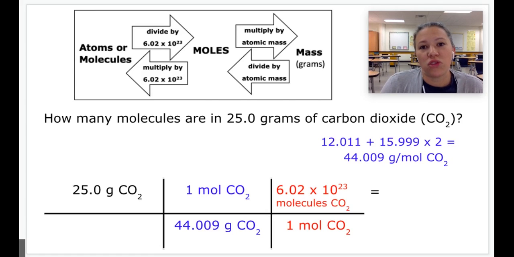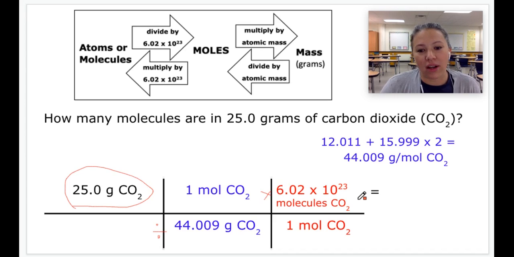Whenever you are plugging these numbers from your train track into your calculator, any number that's on the bottom, you are going to divide by it. So I'm going to start out with my number from my question and then divide that by 44.009 and then multiply that by the number on top, multiply that by Avogadro's number. Any number on the bottom, you divide by it. Any number on the top, you multiply by it. And anything that's a 1, you can skip it because anything times 1 is itself. Let me show you that these units also cancel out. So since I have grams of carbon dioxide here and grams of carbon dioxide here, 1 on top, 1 on bottom, those will cancel.